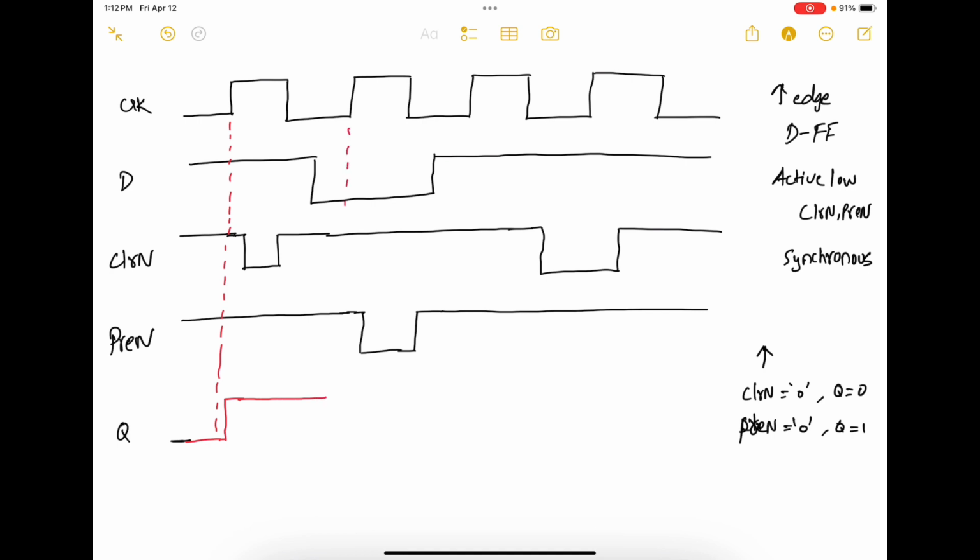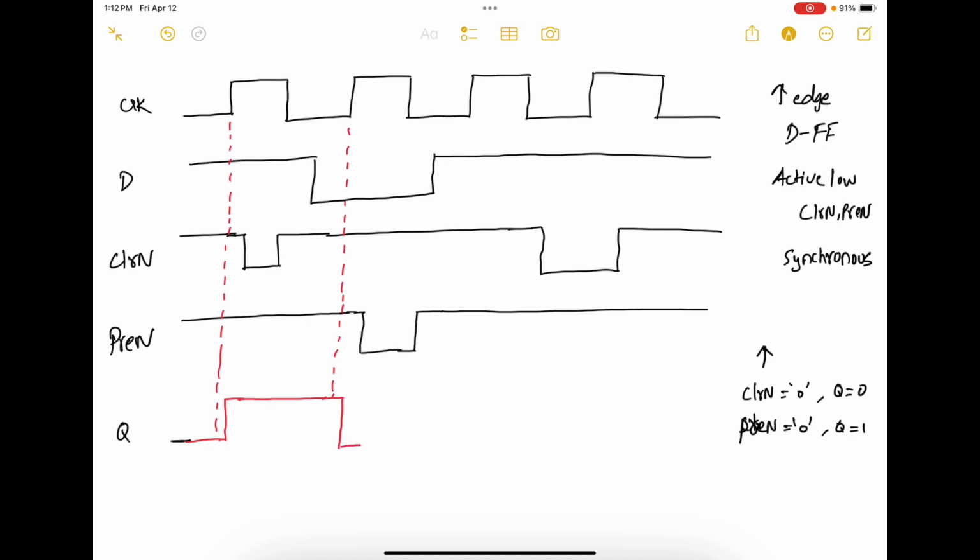At the next rising edge of the clock, D is 0, ClrN is 1, and PreN is 1. So after a slight delay, your output is going to follow D, that is, it's going to go to 0.